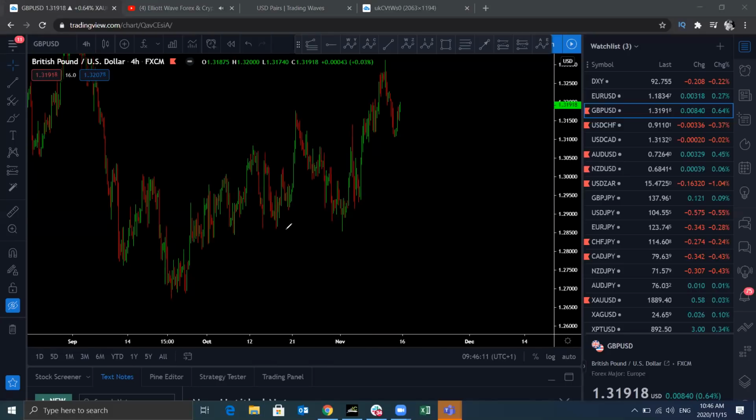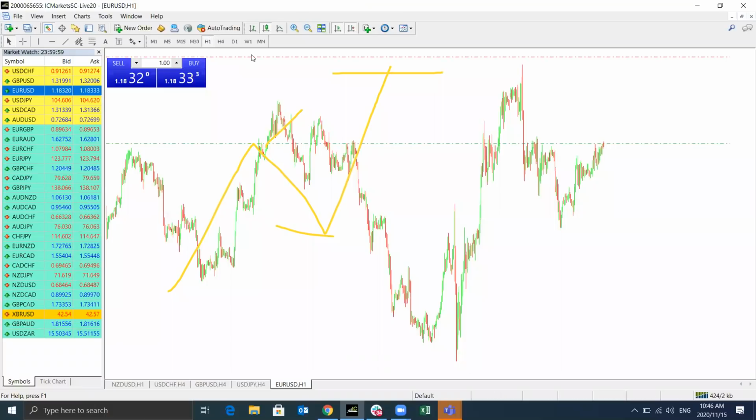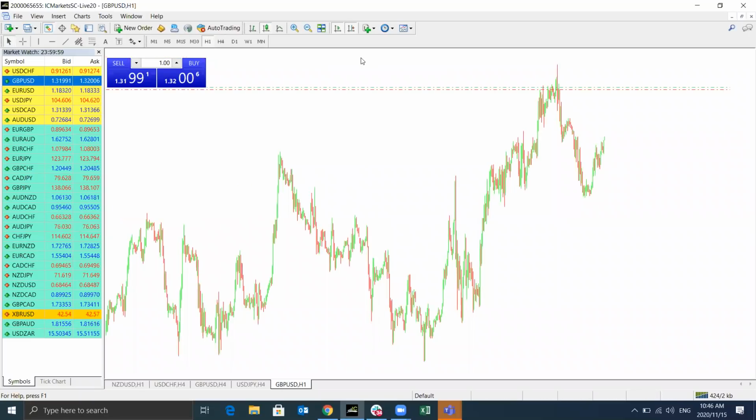Now again, when that structure made a double, it was making a bigger corrective structure. We've now executed pound at that level, and this is how it looks here. We've already executed the trade at that level on the live account. This is pound. If you look at pound here, look at this entry here. This is what our strategy gives us. It gives us these entries here.